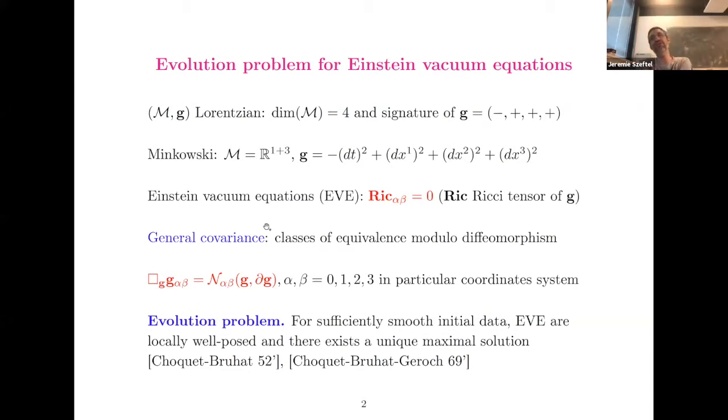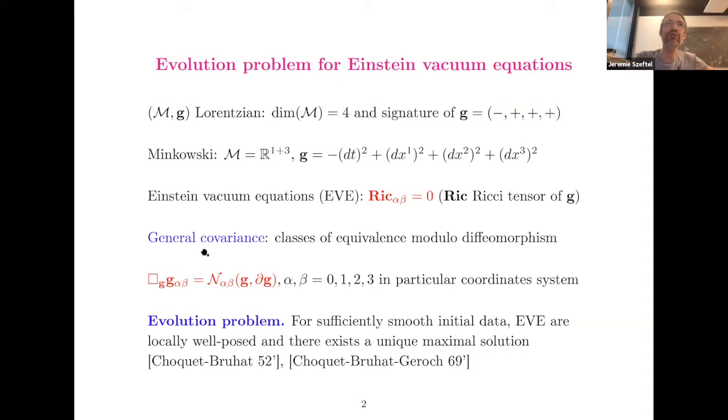In general, you can write these equations in any coordinate system. That's what is called general covariance. General covariance means that the laws of physics should not depend on the particular coordinate system. So you can write the Einstein equations in any coordinate system, which means that when you consider a solution, you don't consider a single solution, but a class of equivalence of solutions modulo diffeomorphism. In other words, whenever I have a metric, I can cook up another solution, which is just the metric written in a different coordinate system.